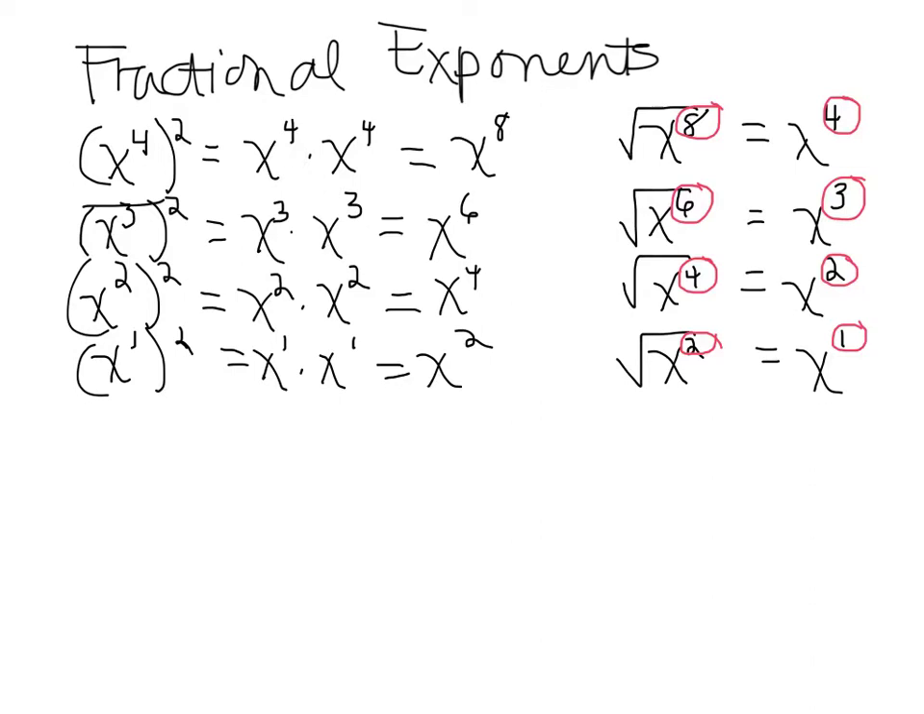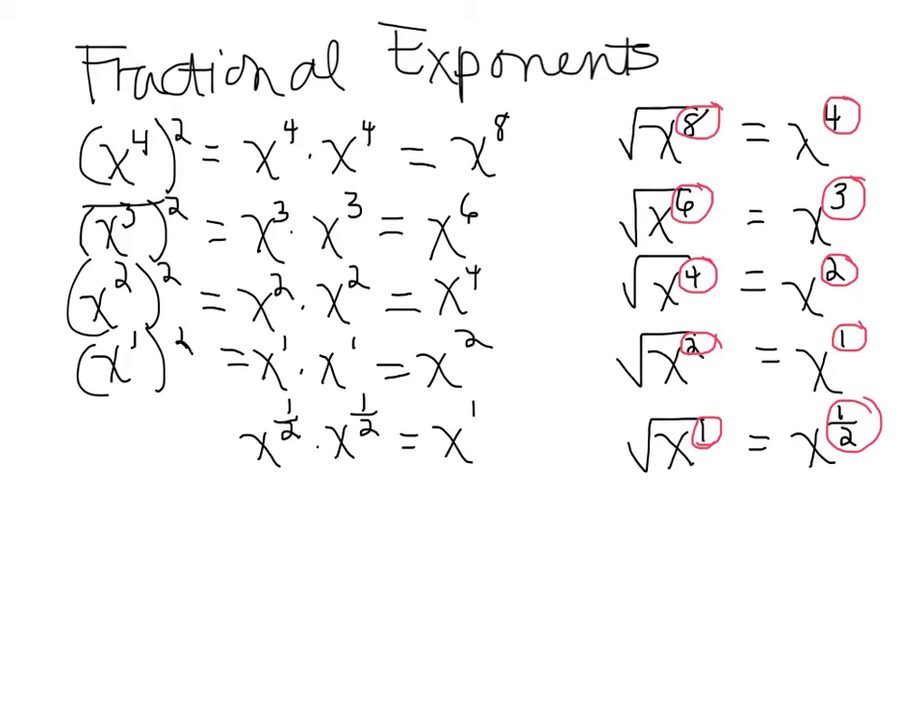So by following that pattern, you can see that the square root of x to the first must be x to the half of 1. And half of 1, as we know, is 1/2. This also makes sense if I think about the fact that x to the 1/2 times x to the 1/2, I add my exponents, gives me x to the first. And also, if I think of x to the 1/2 squared, I'm multiplying my exponents. Any way I do it, it always works.